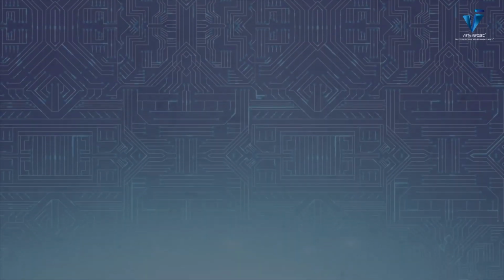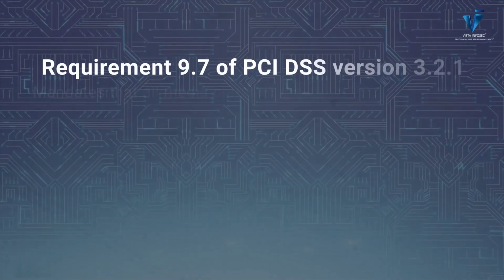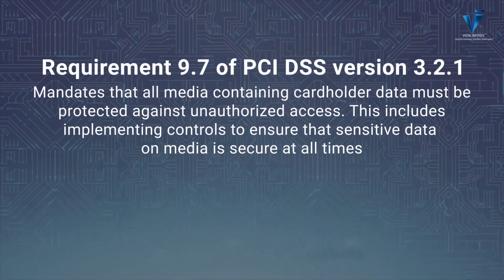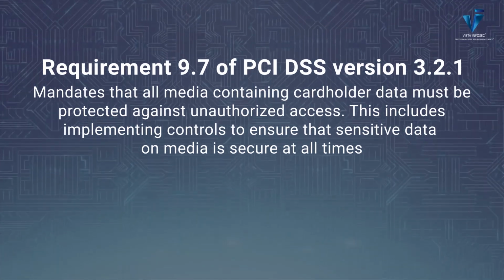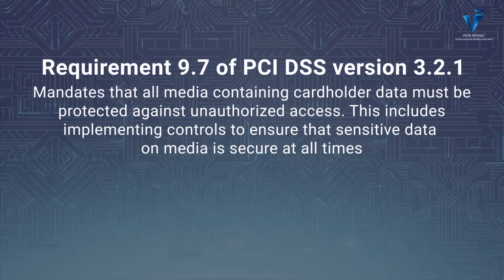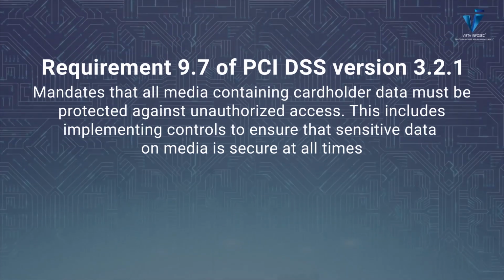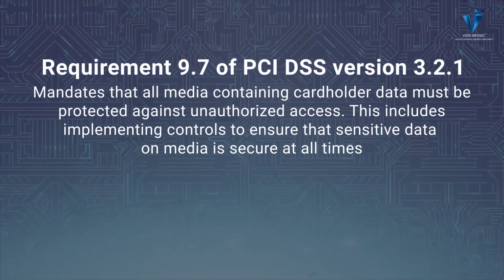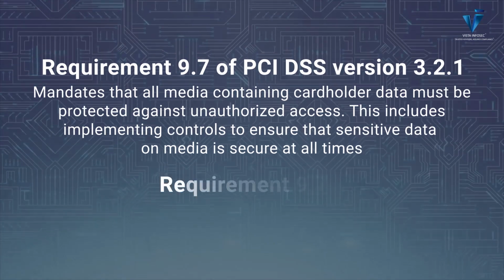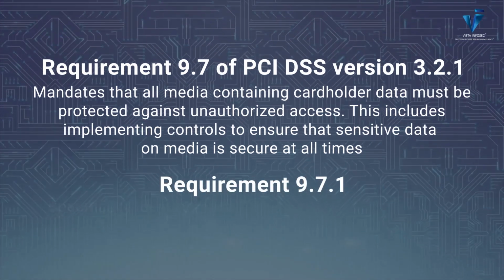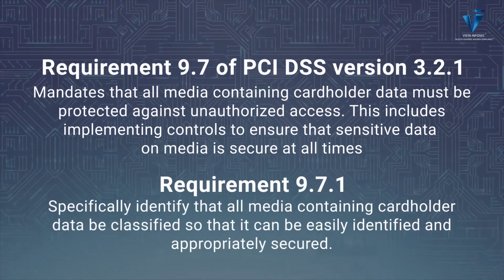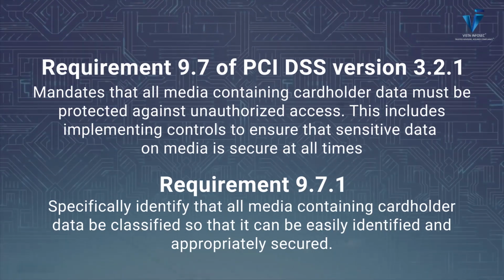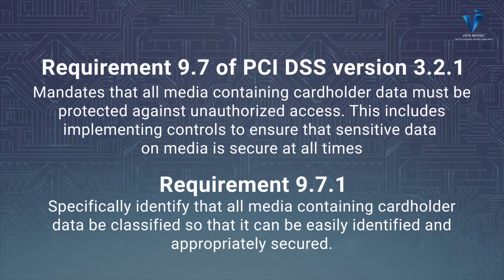Now, in the next requirement, requirement 9.7, which mandated that all media containing cardholder data must be protected against unauthorized access, and this includes implementing controls to ensure that sensitive data on media is secure at all times. And for that, there was requirement 9.7.1 specifically to identify that all media containing cardholder data be classified so that it can be easily identified and appropriately secured.